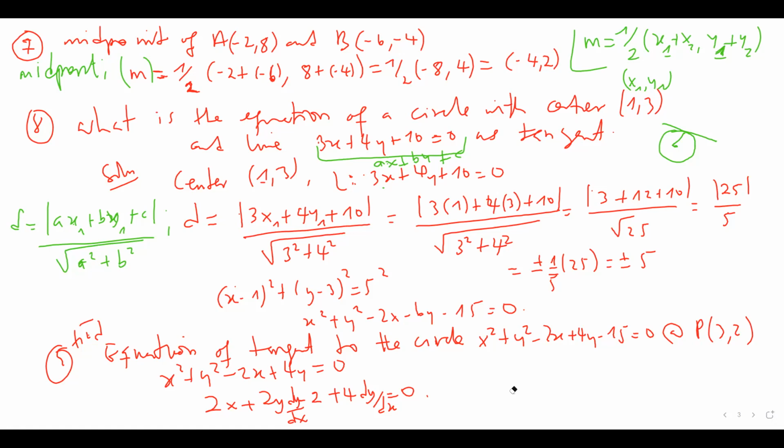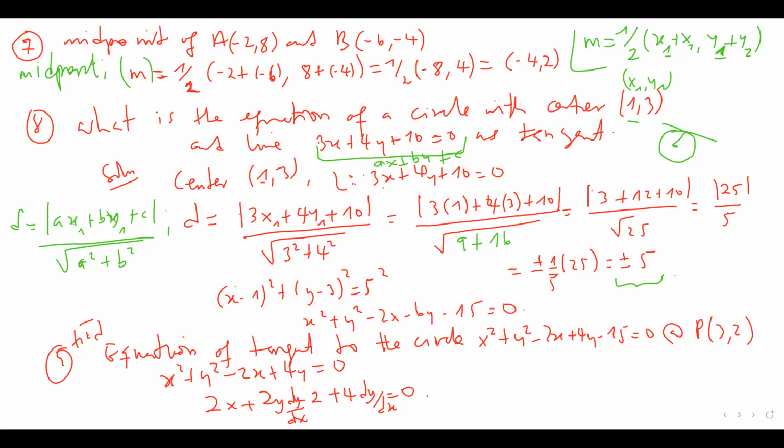We substitute it in, and then already at this stage we can write here 9 plus 16. So if you do the algebraic computation, then you have 3 plus 12 plus 10 over square root of 25, which is absolute value of 25 over 5. Absolute value of 25 means plus or minus 25 over 5, so it is 5 plus or minus. If you have then this distance, then you know the distance as the radius, then you can write the equation of the circle with the center (1, 3) as (x minus 1) squared plus (y minus 3) squared equal to the radius, which is 5 squared.